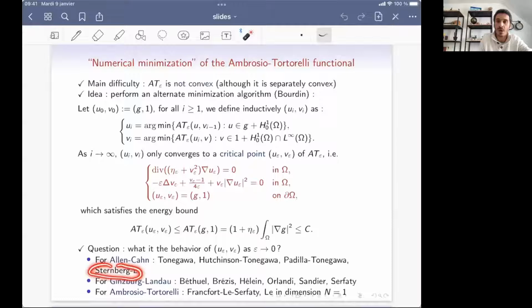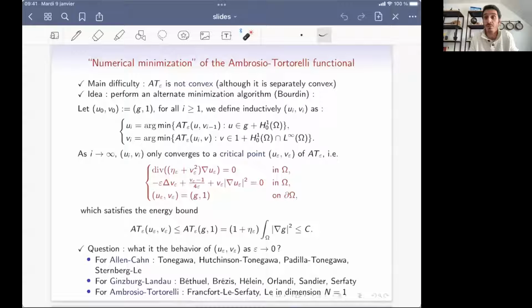So the claim is you have a gamma convergence result, and you want to prove that critical points of your approximated functional will converge to a critical point of the gamma limit. But there is no general theory which tells you that. So you have to find an ad hoc proof to prove it or disprove it, because it might not be true.